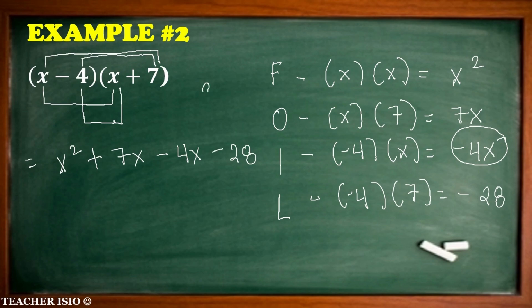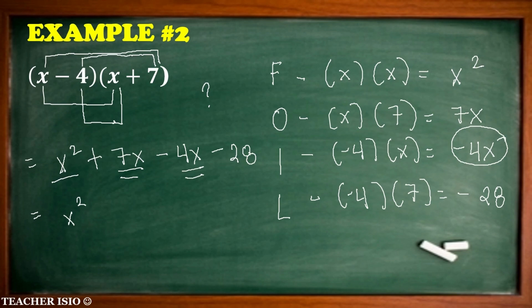Ito na ba ang sagot? Hindi pa. Why? Kasi we can still combine similar terms. So, we have x squared. Wala naman siyang kasimilar. So, just bring down. How about si 7x? May kasimilar ba siya? Yes, si negative 4x. So, what is 7x minus 4x? So, we have positive 3x.